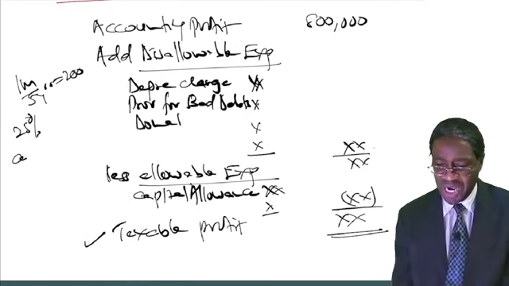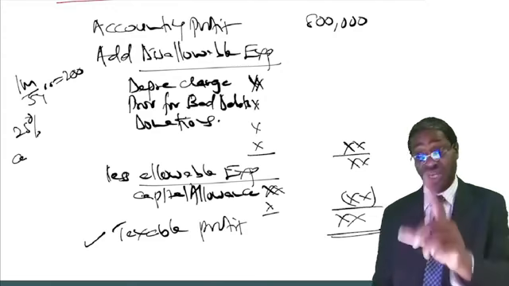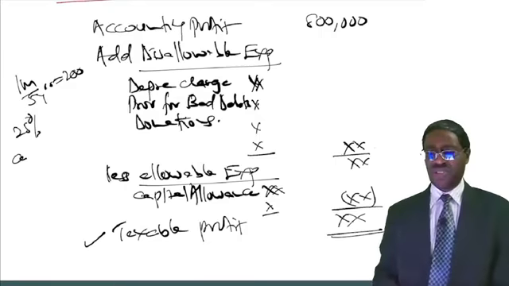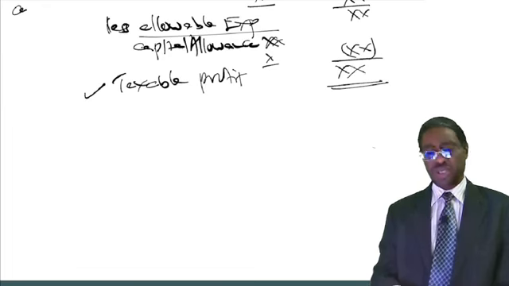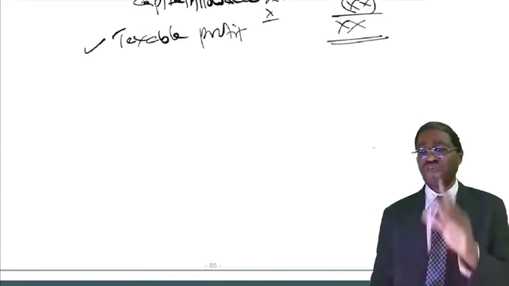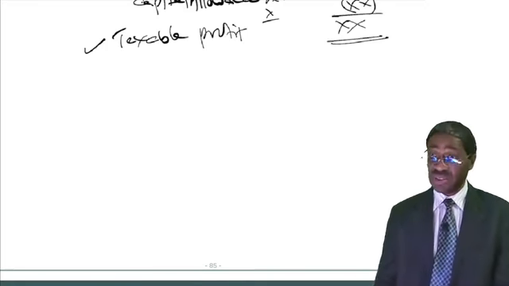So he will add back the donations as another disallowable expense. Before I give another one, let me give an illustration here. And for this illustration, I want to take you back to your financial accounting class when you started accounting.